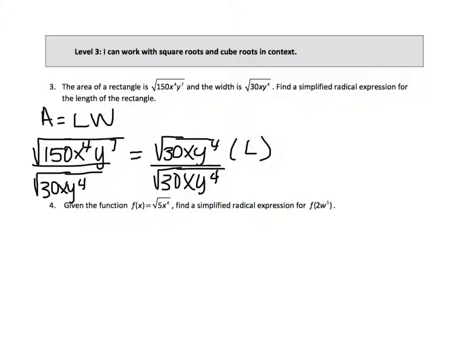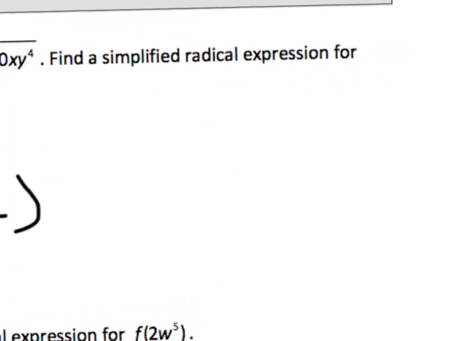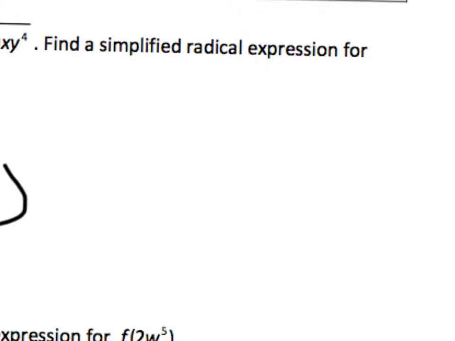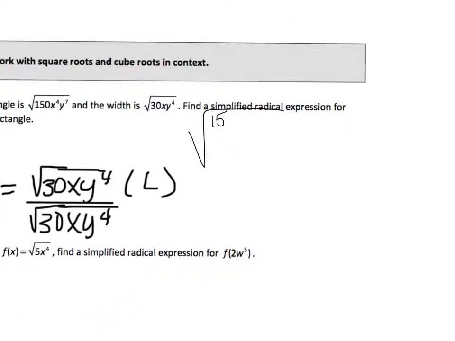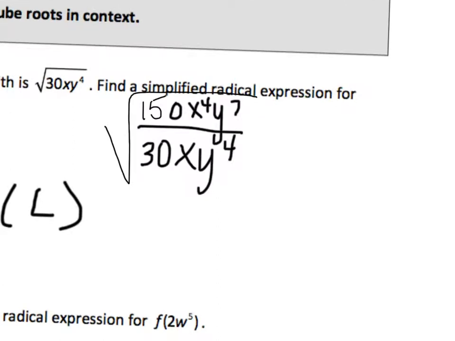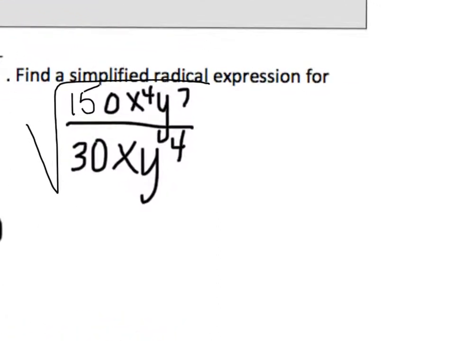So if I continue over here, I'm going to make this a big square root of 150 x to the 4th y to the 7th over the square root of 30 x y to the 4th. I want to simplify within first. It'll just make it a little bit easier for us.